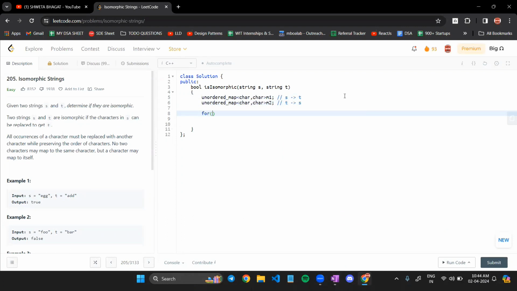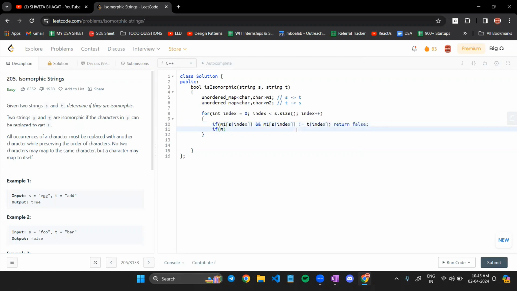So now what will we do? We'll simply iterate over both the strings, with index equal to 0 and index less than s.size. It's clearly mentioned in the problem statement that the sizes of both strings are equal, correct? Now what will we check? We'll check whether the current character is present in M1 or not. If the current character of S is present in M1, then it should be mapped to the current character of T, correct? And if it is not mapped to the current character of T, then we'll simply return false, correct?